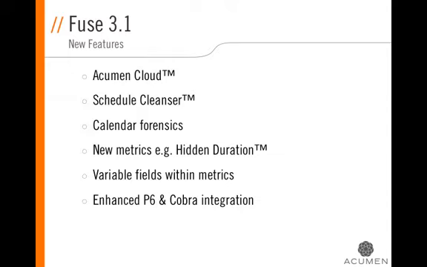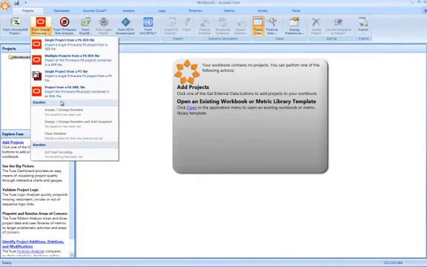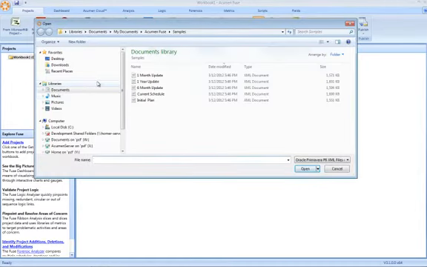Enhanced P6 and Cobra integration, the ability now to directly integrate and import P6 XML files, as well as significantly enhanced Deltek Cobra integration. The initial project screen is essentially the same. As a Primavera user though, one of the first differences you'll notice is this additional menu item now for integrating with XML files. The approach is exactly the same.